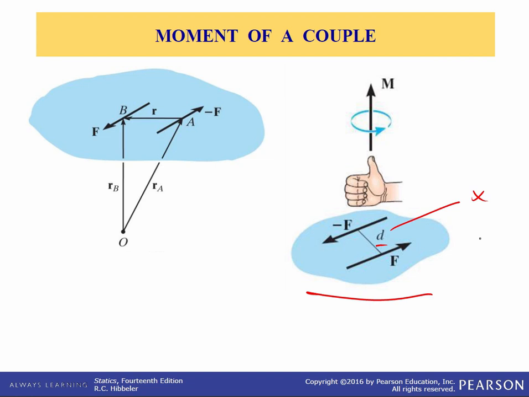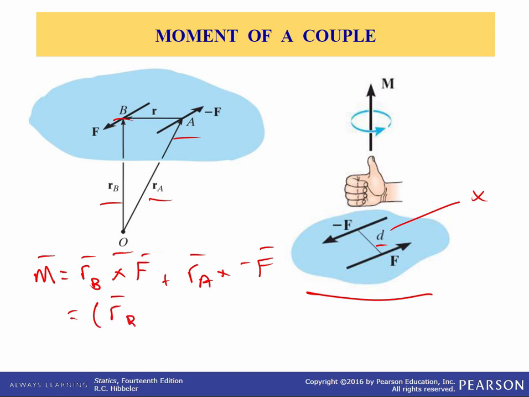For example, position vectors RA and RB are directed from this point O to these points A and B, lying along the line of action of minus F and positive F. So the couple moment produced by these is therefore M is equal to RB cross F plus RA cross minus F. Well, that equals RB minus RA cross F.